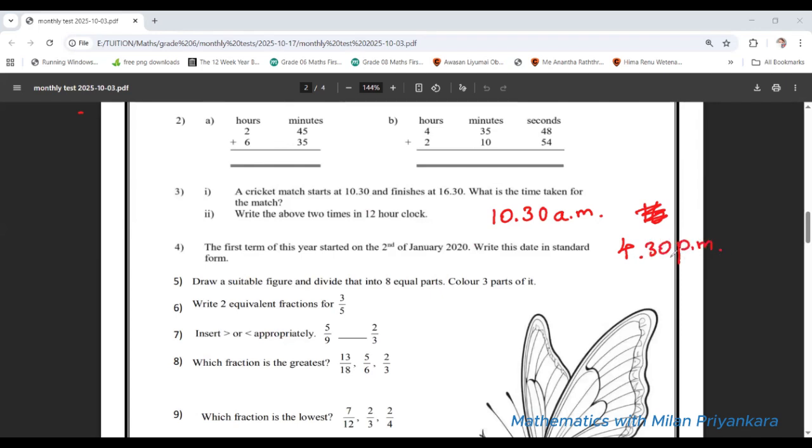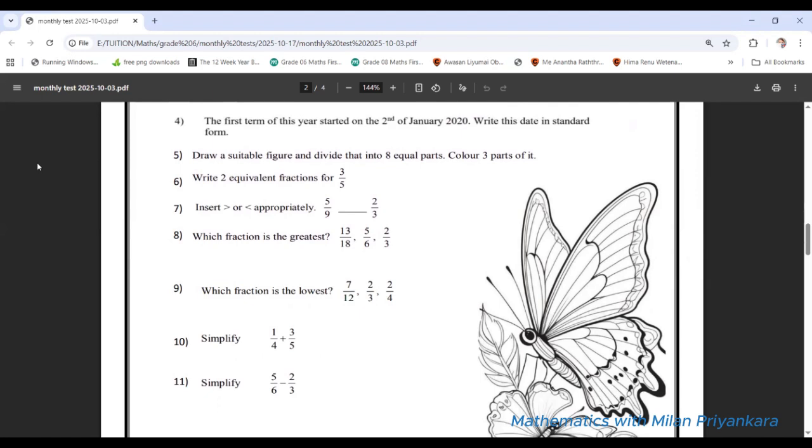If we write in the standard form, the 24-hour clock, we do not use am or pm. Here we have written in the 12-hour clock. Now let's go to the fourth question.